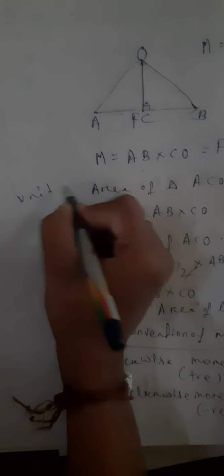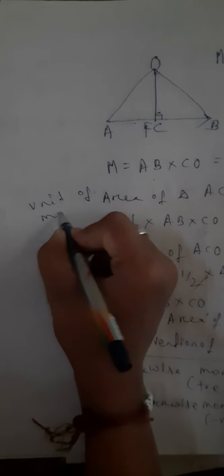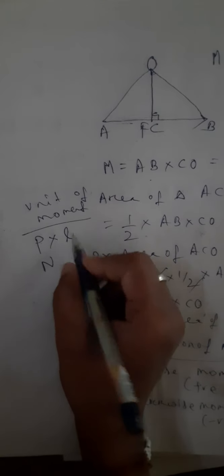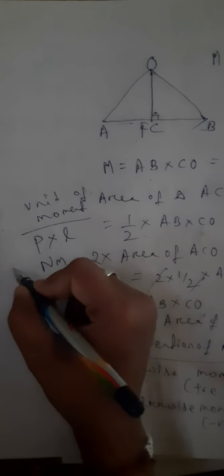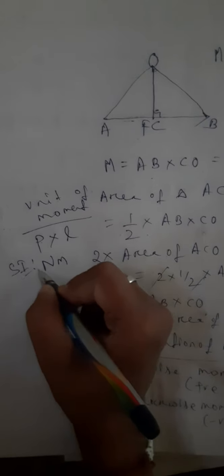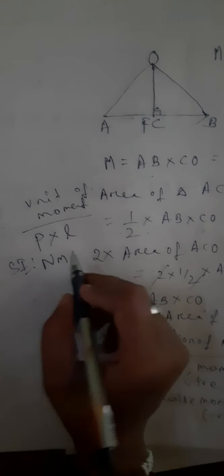I forgot to tell you what is the unit of moment. I think you all know. Moment is the product of force and the perpendicular distance. What is the unit of force? Newton. And what is the unit of distance? Meter. So in SI units, the unit of moment is Newton meter.